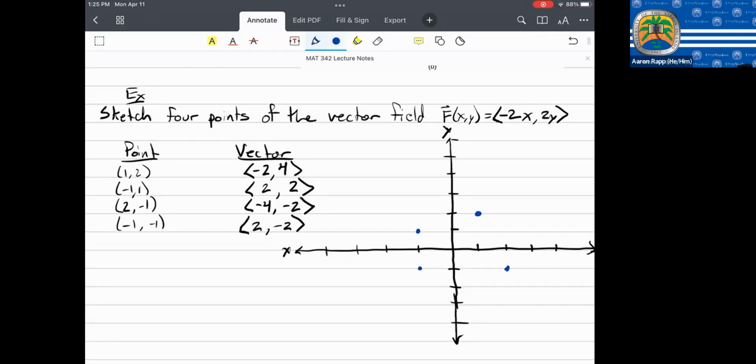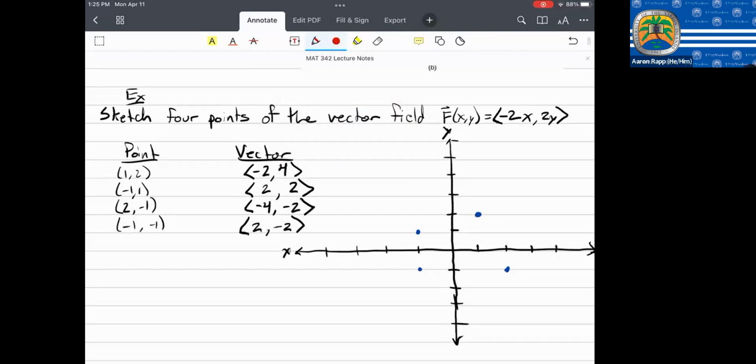Then each of these points has a vector. For the point 1, 2, its vector was negative 2, 4. So it's going to be pointing negative 2 to the left and then 4 up. 1, 2, 3, 4. It's pointing to the left and 4 up from that point. So it's got a really strong push up to the northwest. That's the way we can say it.